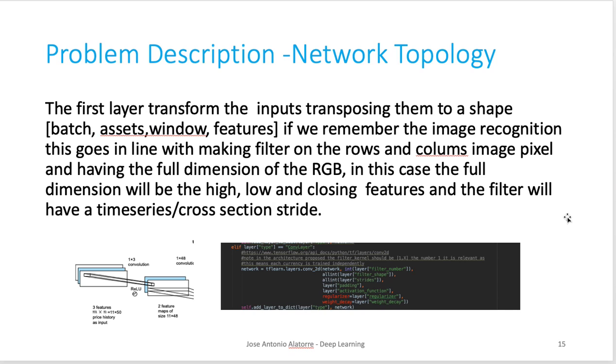So why do the authors do this? The authors do this because they say we want to extract characteristics only in the first layer for each cryptocurrency, and then as we reduce this dimensionality, we can start trying to find characteristics in common. I think it is very interesting to see the same process of feature extraction that we were using in image recognition.